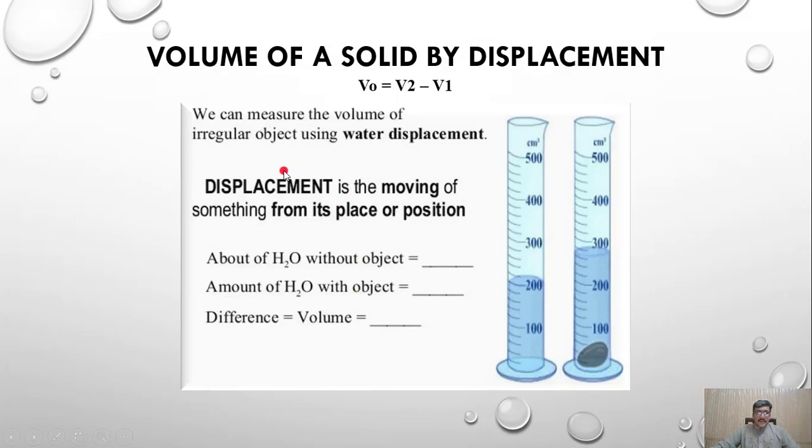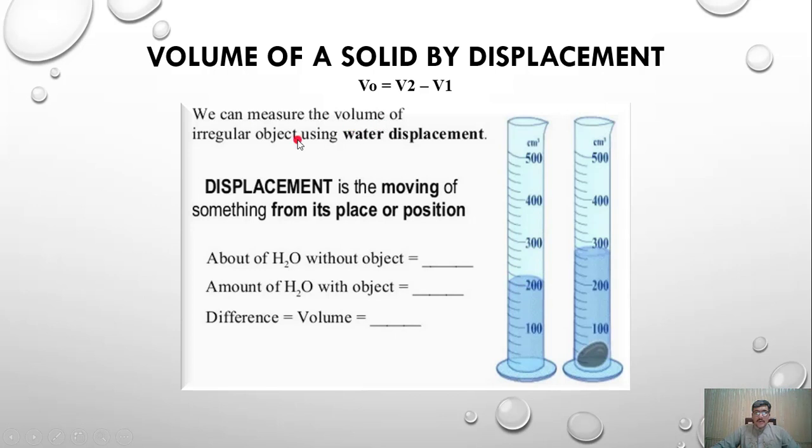So here we have an example. If you see here, we fill this measuring cylinder with some liquid, and the volume of the liquid is 200 centimeter cube, because here the unit is given in centimeter cube. So here is the mark where the level is aligned. So it is 200 centimeter cube.